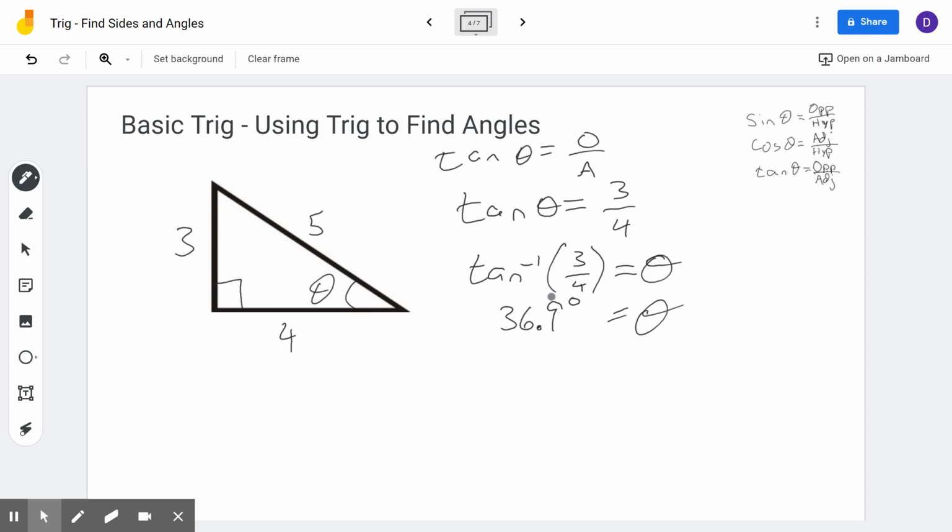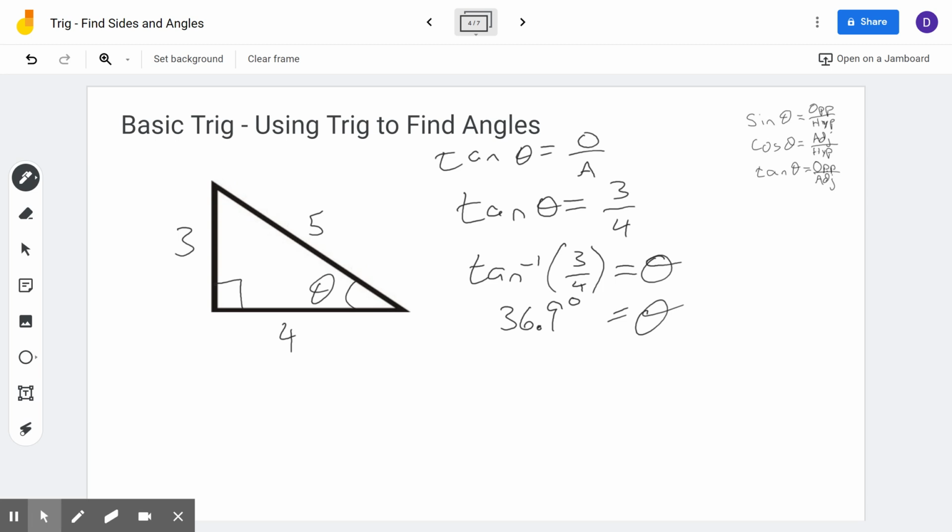Another way of writing that, if you just want to keep it here, like this, you can, and just understand that once you have that the tangent of theta is 0.75, you write 0.75 and then the arctangent button, and it'll give you the answer. It's kind of what you're comfortable with.